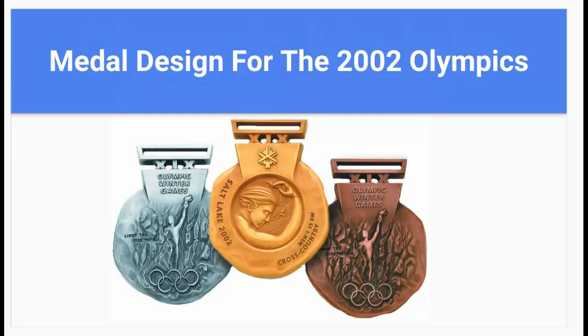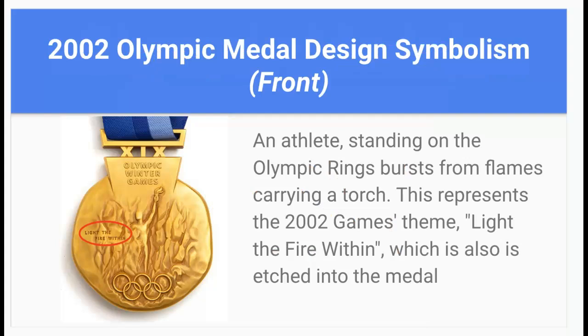Here are the designs for the 2002 Olympic medals. There's the front and back. The medal is double-sided. On one side, the front, technically, you have an athlete standing on the Olympic rings, and they burst from the flames while carrying the torch, right? They've lit the fire within themselves, and they've made it through their trials. Again, it's our theme, right? And it's been etched into the medal.